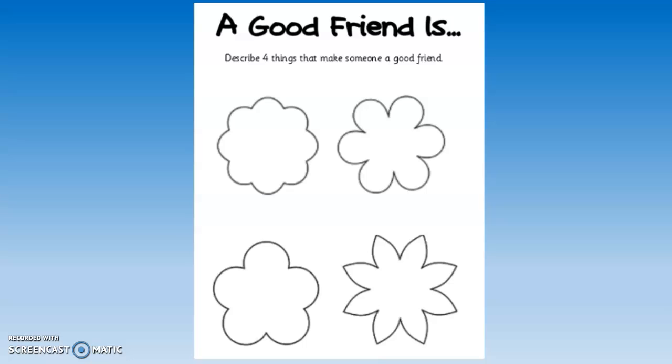So here is what I'd like you to do. You can draw these outlines in your book, and a good friend is. I want you to describe 4 things that make someone a good friend. So what do you think makes someone a good friend? Is it somebody that listens to you? Okay. Is it somebody who is there to help you when you're feeling sad? It can be anything. Remember, these are your ideas and there is no wrong answer.